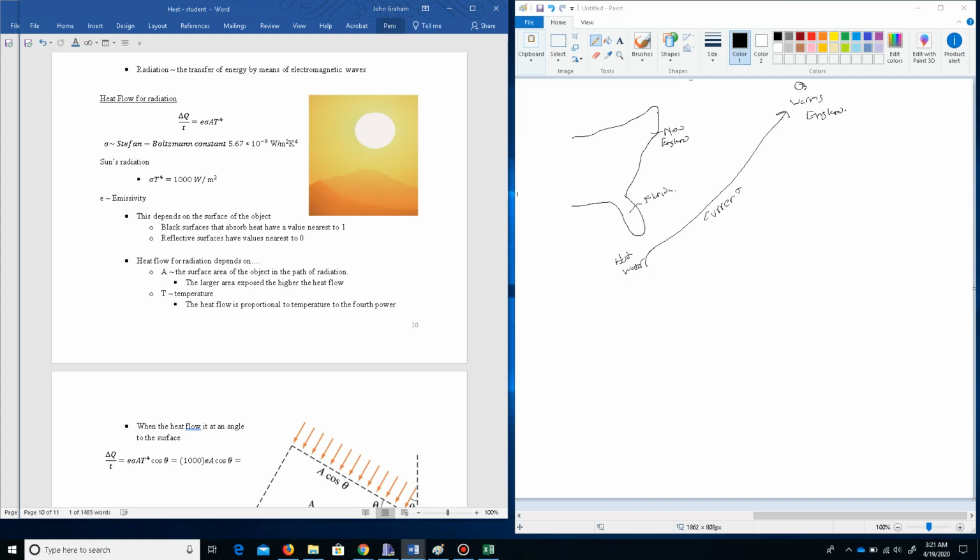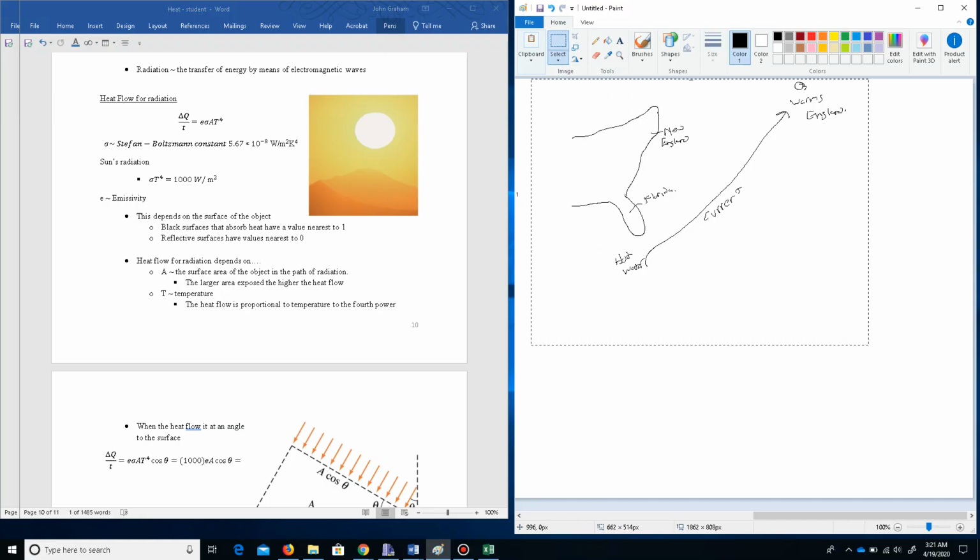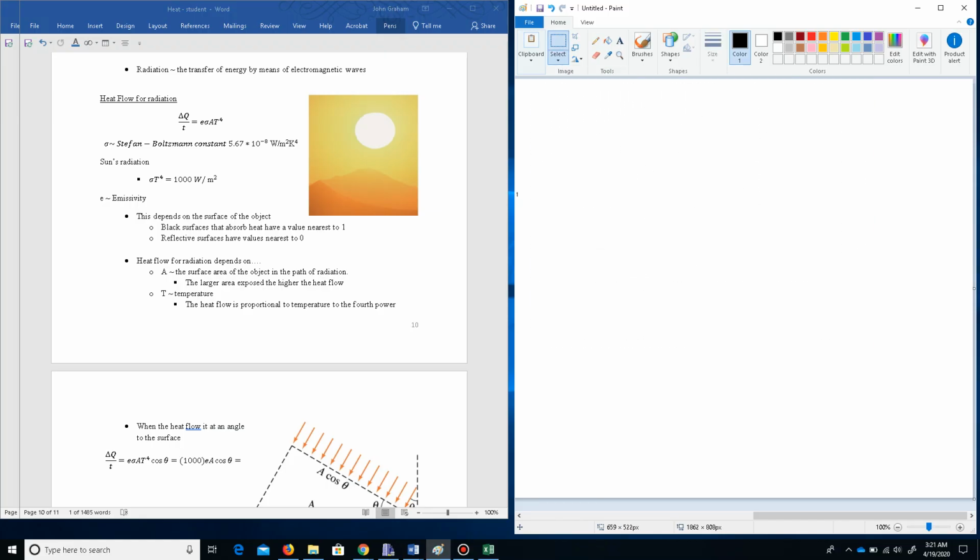The last thing is radiation. And I think this is the last thing. Yep, pretty much. Alright, so actually, I do have one example. Well, it deals with radiation. I think I have it listed as conduction though.